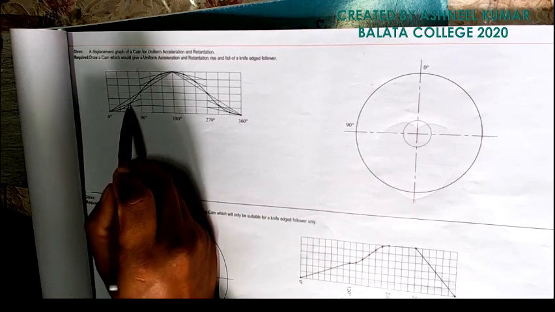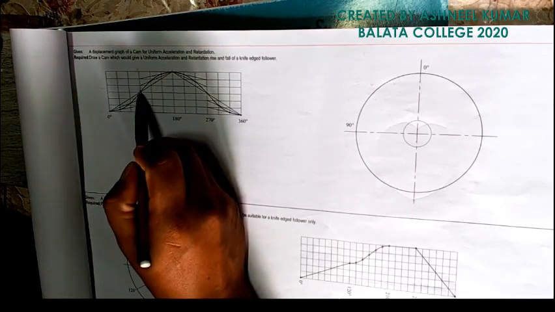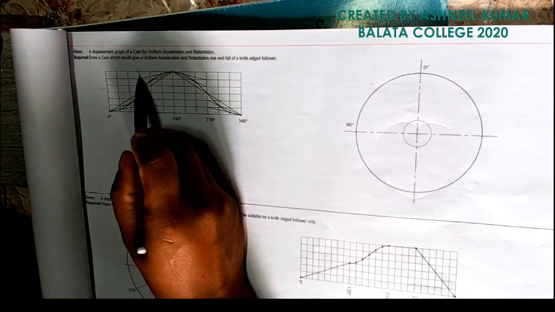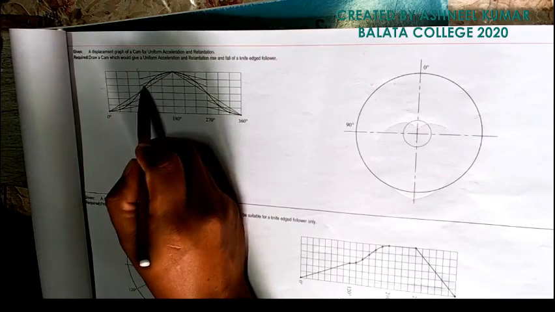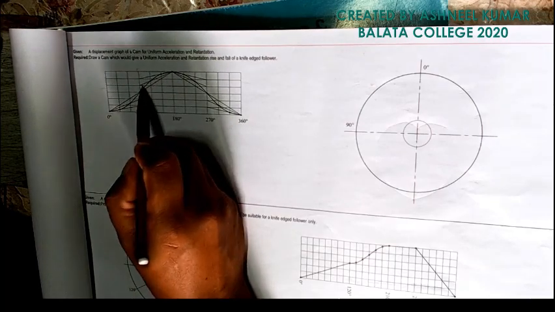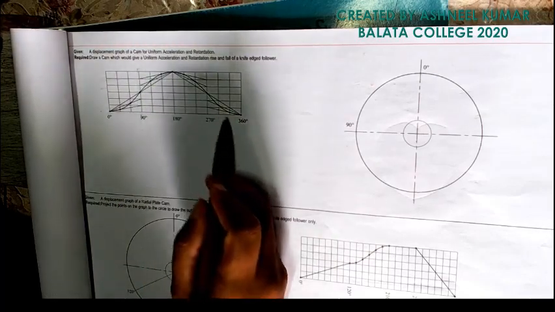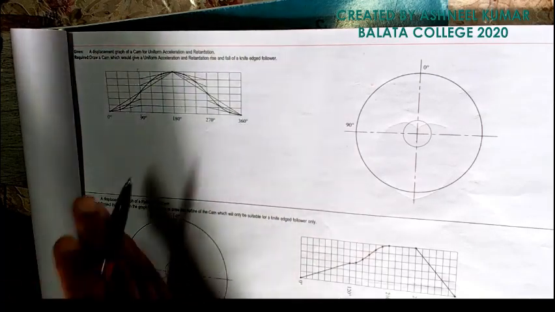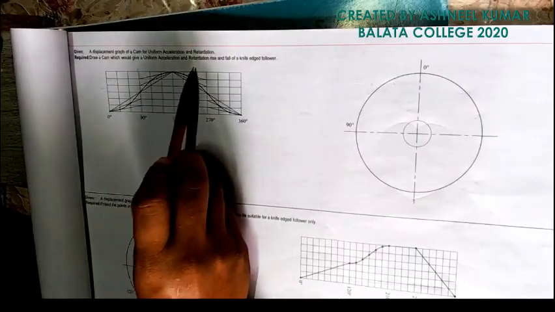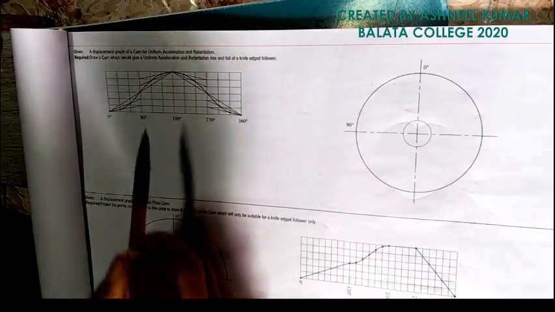Second line, that's a point. Now the points that are above, you join to that corner like this. So this one gives a point here, this one gives a point there. Same thing you do here, right? In case you're asked to make a uniform acceleration and retardation curve, that's how you draw it.